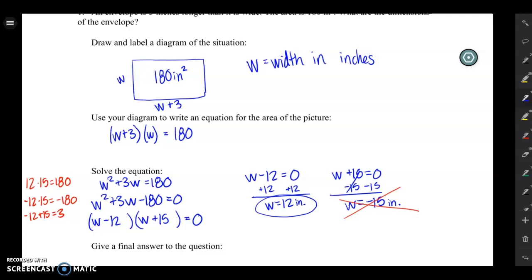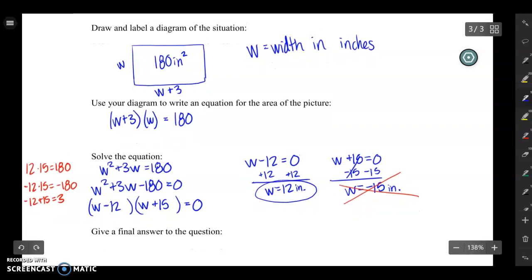Okay? So I know the width is 12 then, so my final answer is that the width is 12, which means that the length is 3 inches more, so it's 15. So my envelope is 12 inches by 15 inches, and that's going to be my final answer.